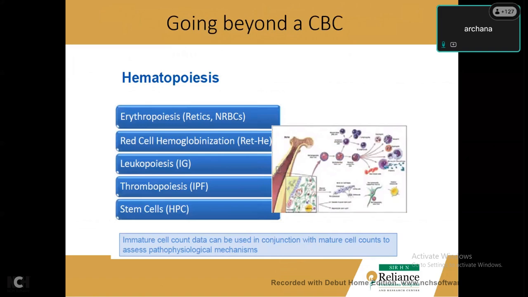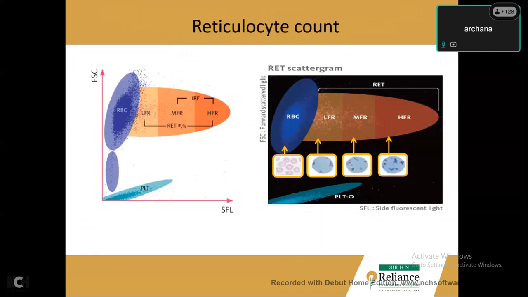Now going beyond the CBC, looking at the status of the bone marrow would be something interesting if the CBC can offer it, and yes, it can. Starting with something like reticulocyte count. So what are reticulocytes? Reticulocytes are, let's say, non-nucleated red cells, which are a stage before mature red blood cells. They contain RNA. And keeping that fact in mind, we try to analyze these cells. So they're a good indicator of the bone marrow activity.